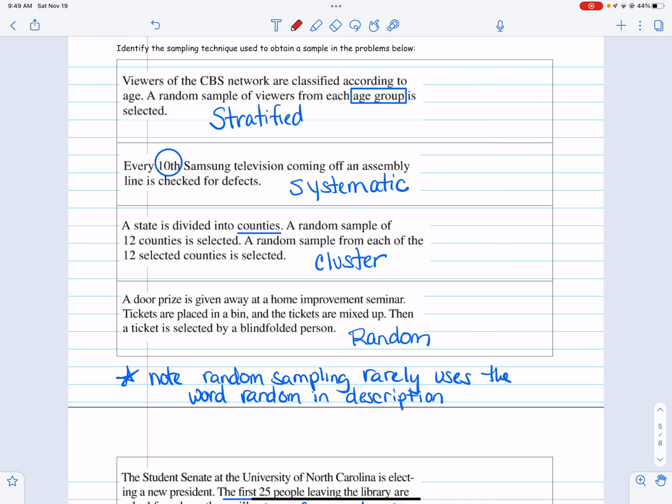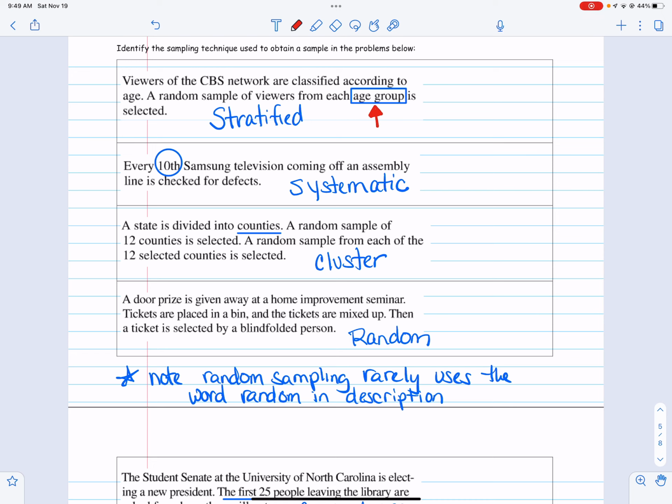So when you're looking at something that is divided into what we called strata or groups, usually it's age groups, it could be gender groups, it could be race groups, etc. But some type of group is called a strata, and that's going to indicate our stratified sampling technique. So I've kind of boxed this term right here, age group, and that tells me what method I'm going to be using.